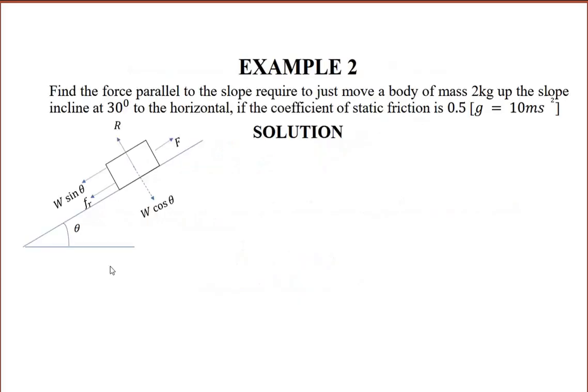Now let's take an example on that. Find the force parallel to the slope required to just move a body of mass 2 kg up the slope, inclined at 30 degrees to the horizontal, if the coefficient of static friction is 0.5.